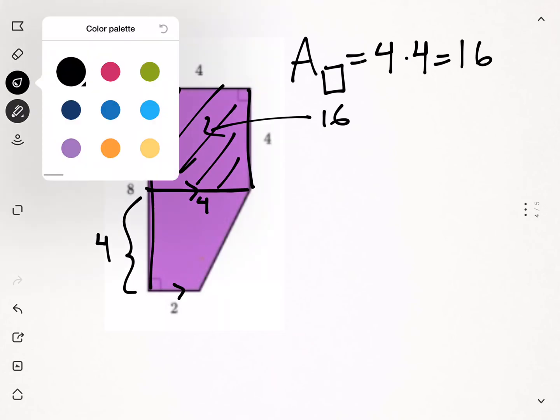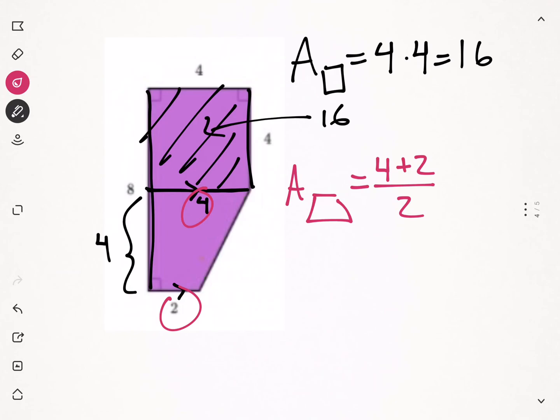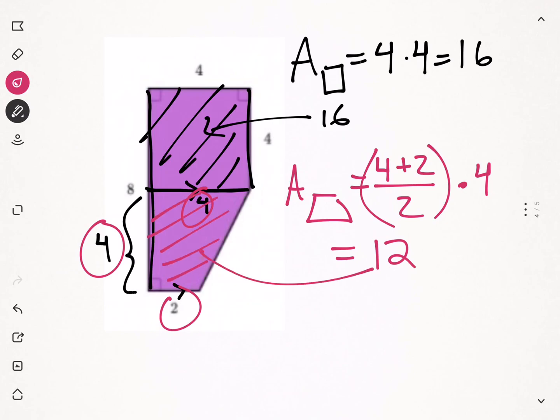So I'm going to use a different color. The area of my trapezoid, we add the bases together, 4 plus 2. 4 plus 2 is 6. We divide that by 2 to get the Goldilocks, the nice in-between base. 6 divided by 2 is 3. And then we multiply that by the height. 3 times 4 is 12. So the area of this trapezoid is 12.